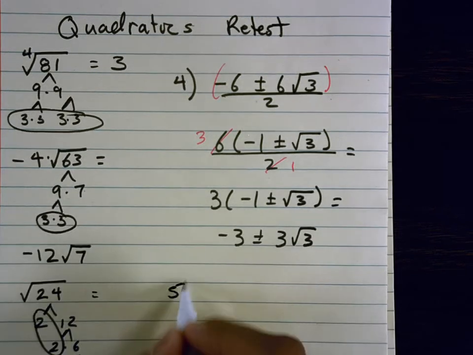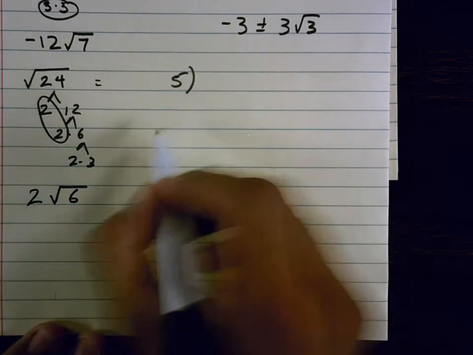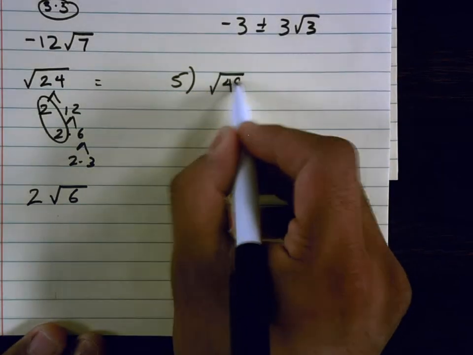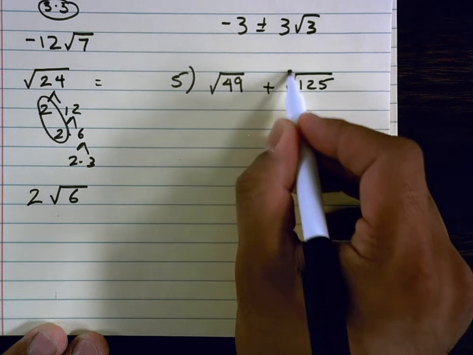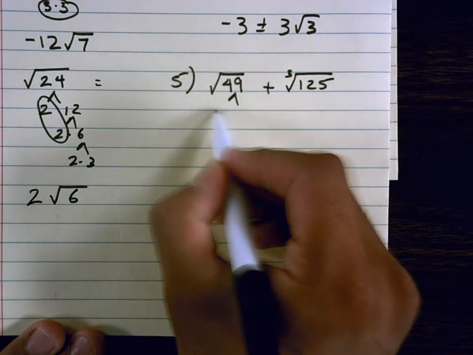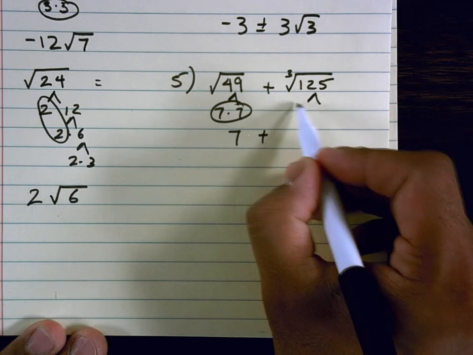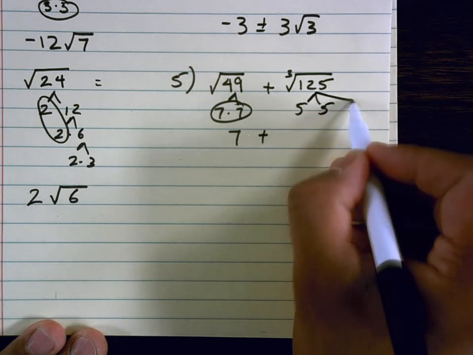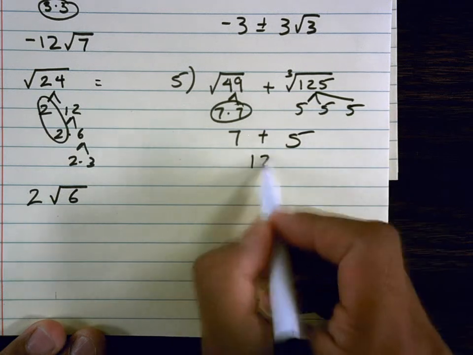Number 5 says the square root of 49 plus the cube root of 125. Well, this breaks up into 7 times 7. This breaks up into 5 times 5 times 5. So that's 5. So my answer is 12.